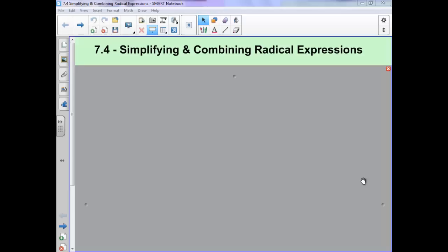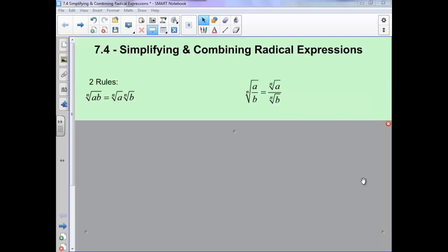The next section is simplifying and combining radical expressions. So two things that we've talked about. This first one, if we've got some root of a product, you can take the roots individually and multiply those roots. The same thing on the second one, if you have a fraction with a root, that's the same as the numerator with that root and the denominator with that root.